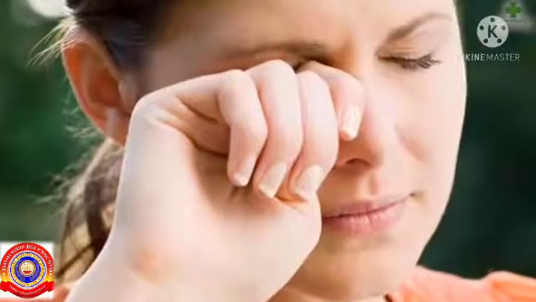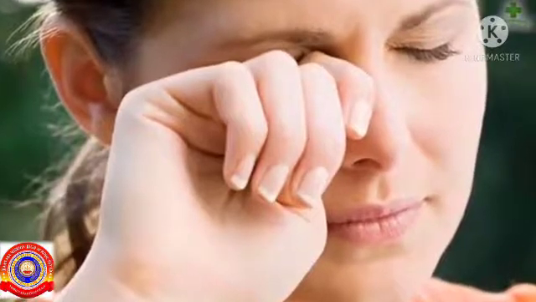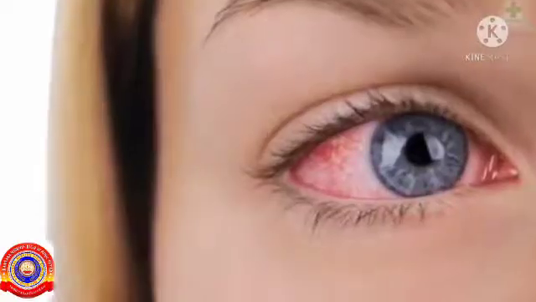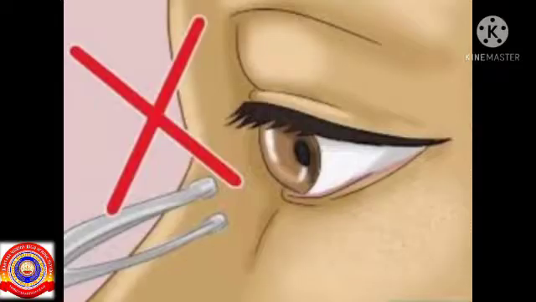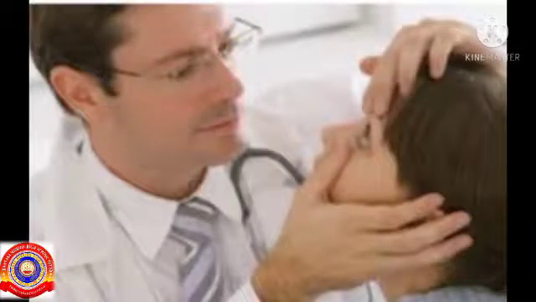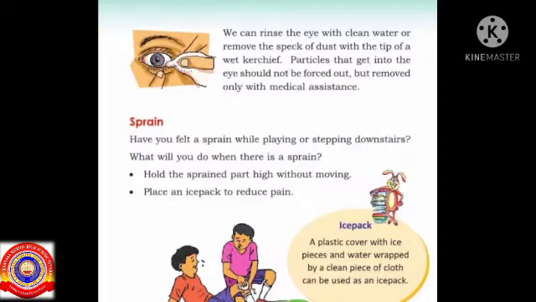Do not rub the eyes when dust particles fall into the eye. If we rub the eyes, the tiny blood vessels in the eye can break and cause infection. Particles that get into the eye should not be forced out but removed only with the help of medical assistance. So, this is the first aid that should be given when dust particles fall into the eye.